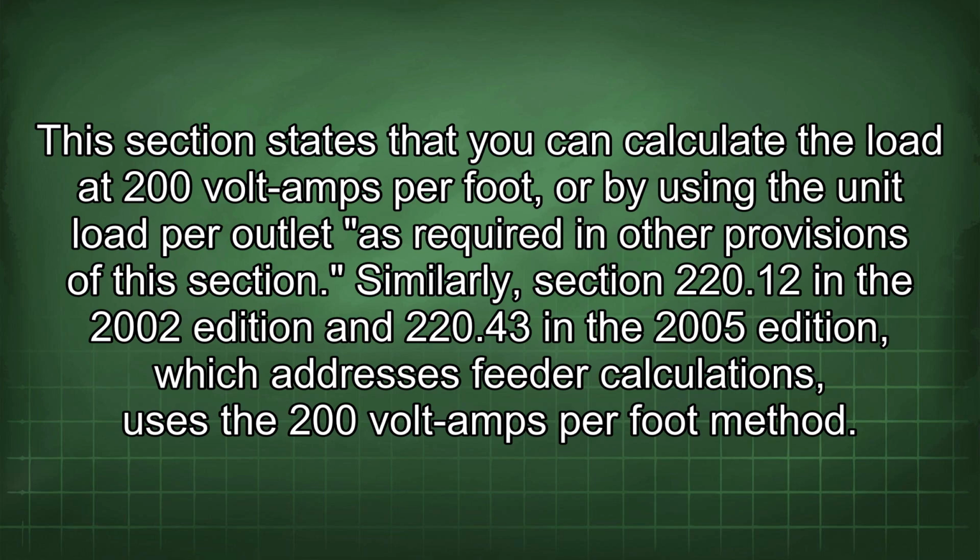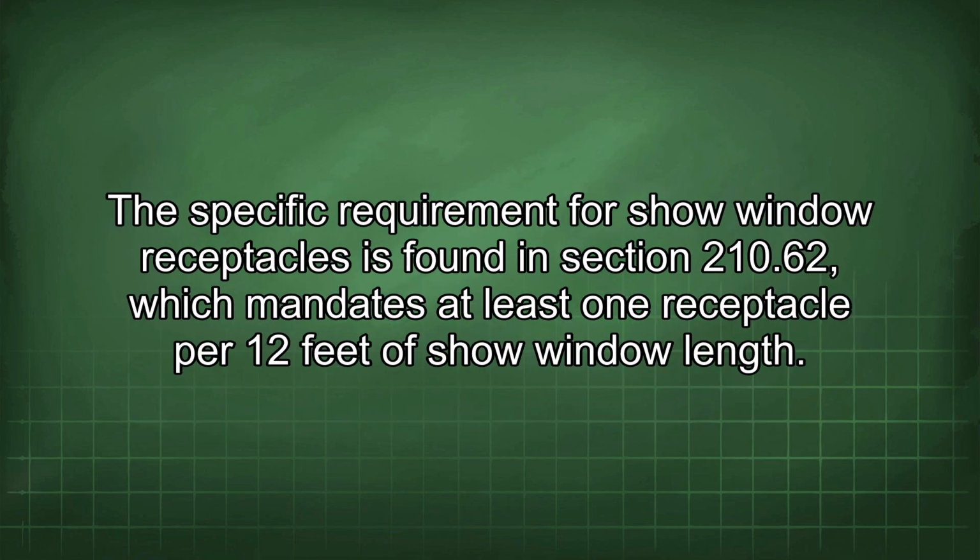Similarly, Section 220.12 in the 2002 edition and 220.43 in the 2005 edition, which addresses feeder calculations, uses the 200 volt-amps per foot method. The specific requirement for show window receptacles is found in Section 210.62, which mandates at least one receptacle per 12 feet of show window length.